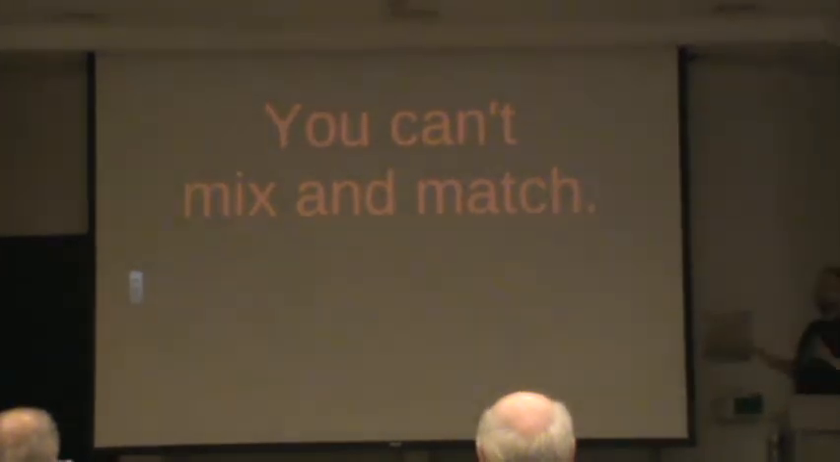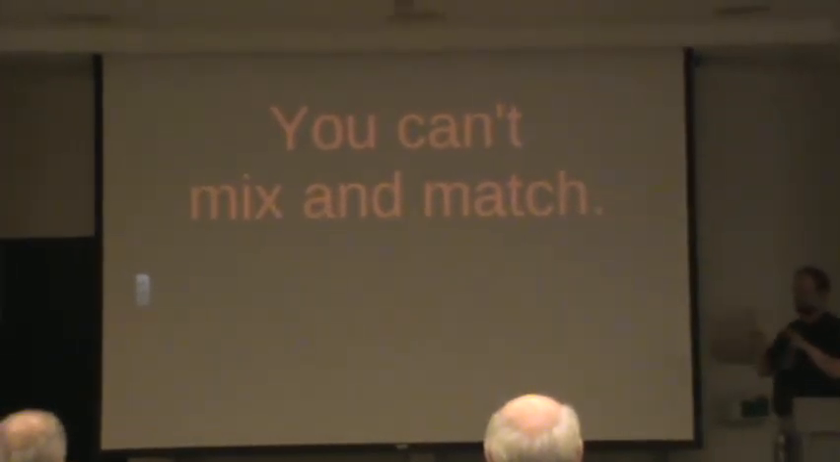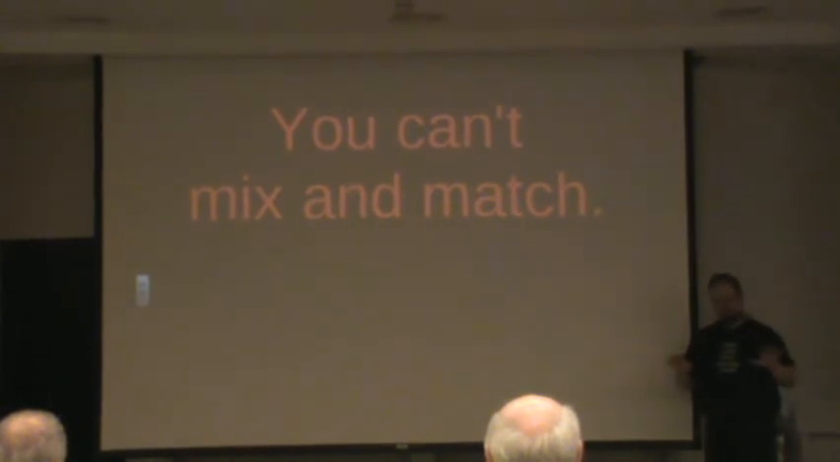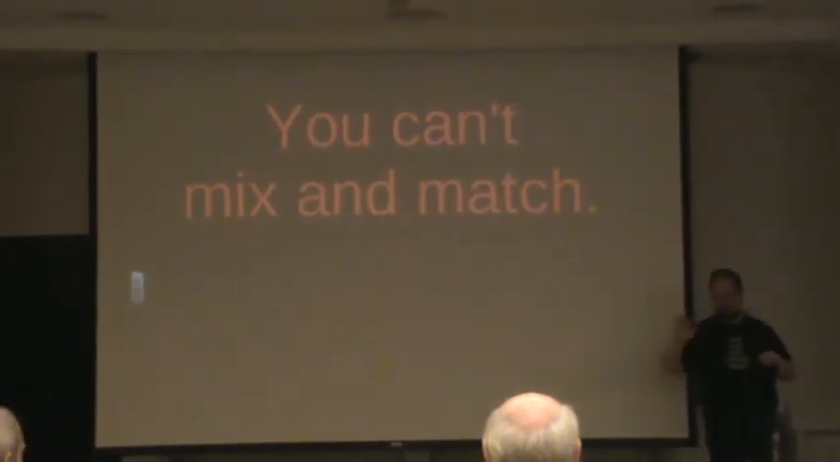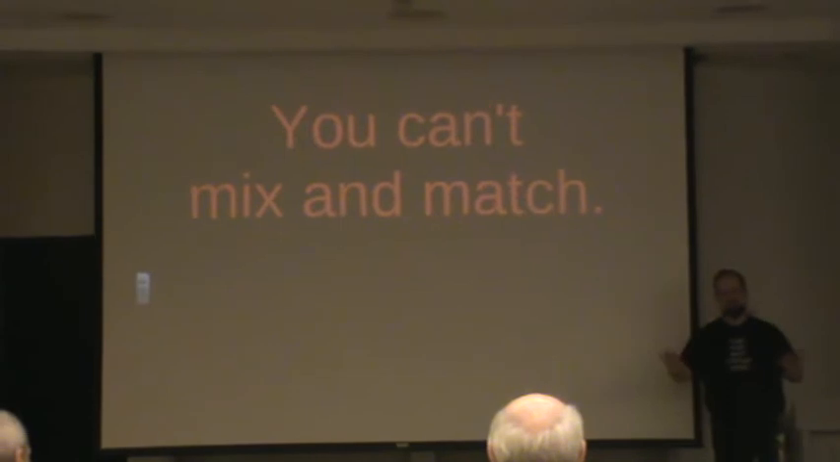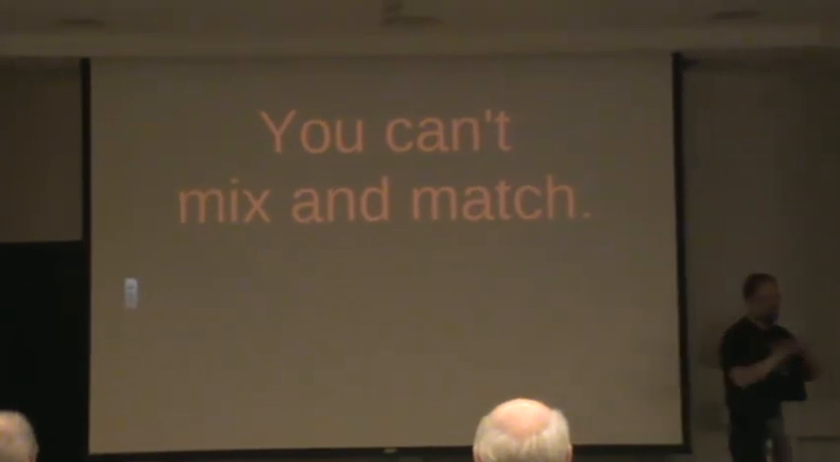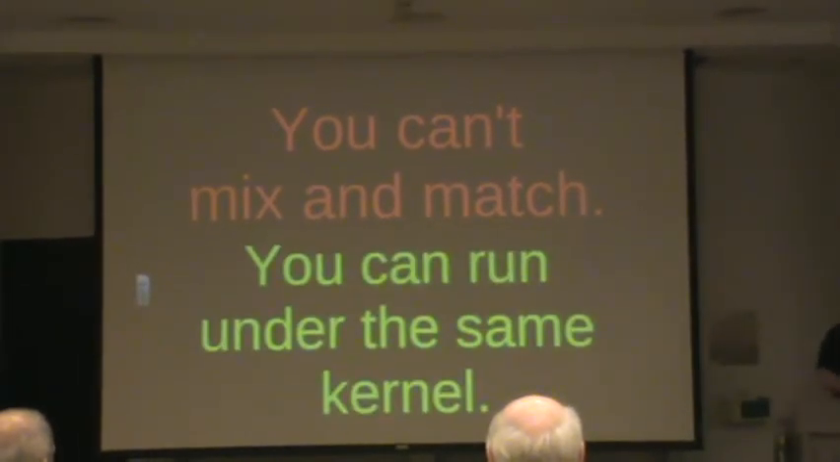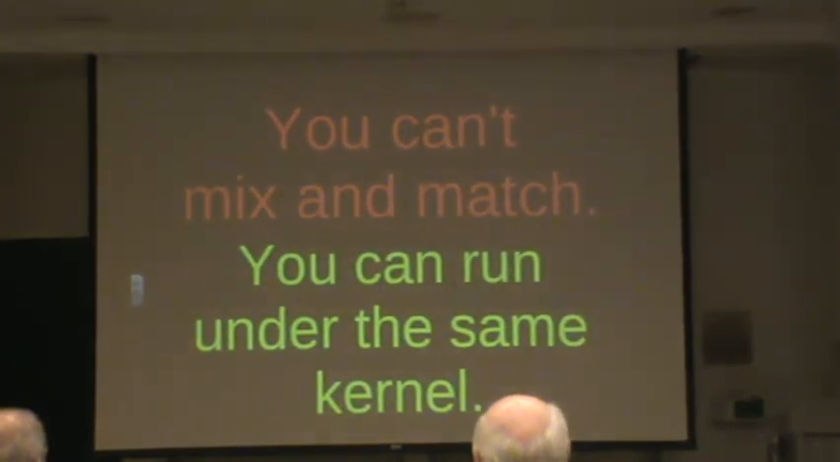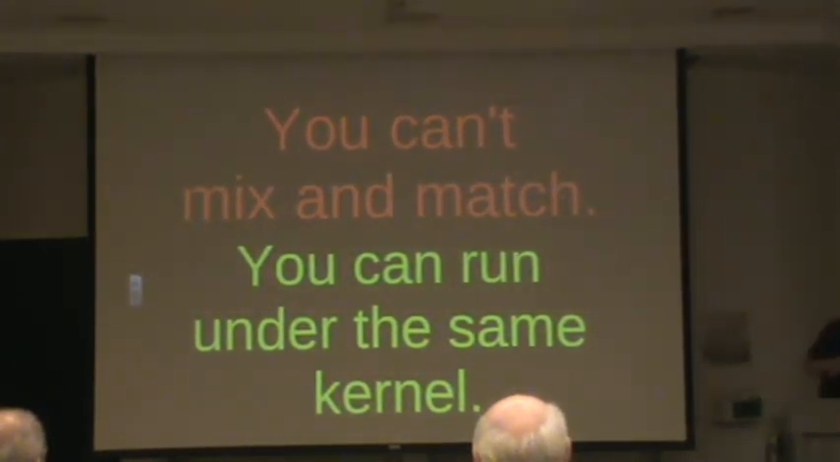You cannot mix and match. Because of the way that these two ABI variants work, you can't have libraries that are one and executables calling those libraries that are another, and vice versa. You've basically got to go all one way or all the other way. However, you can run them both under the same kernel. It's not kernel interfaces that we're affecting here, it's the ABI.